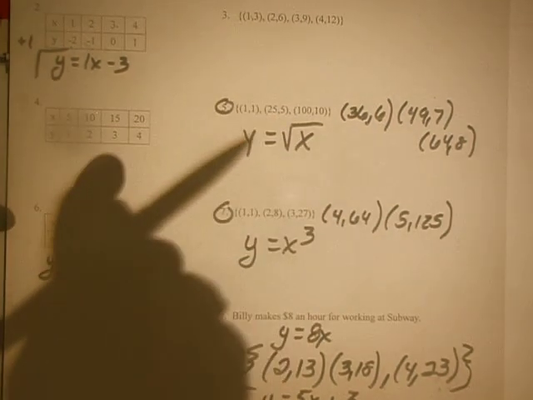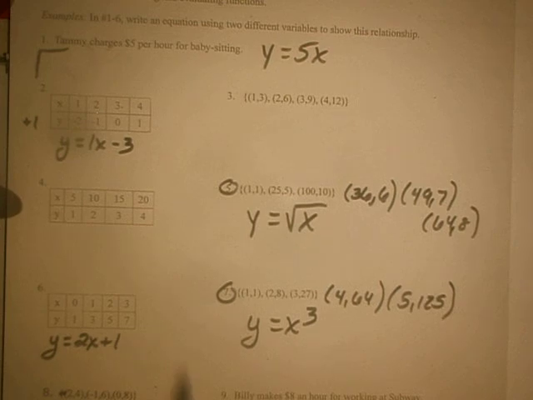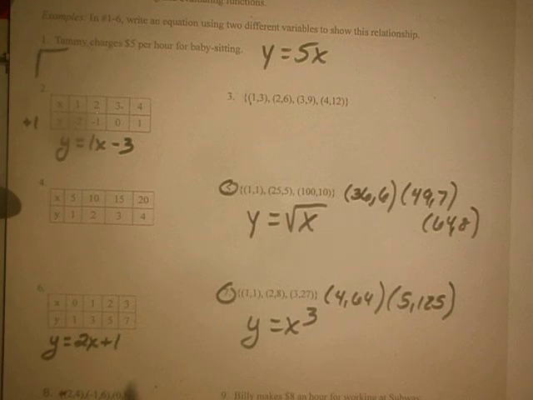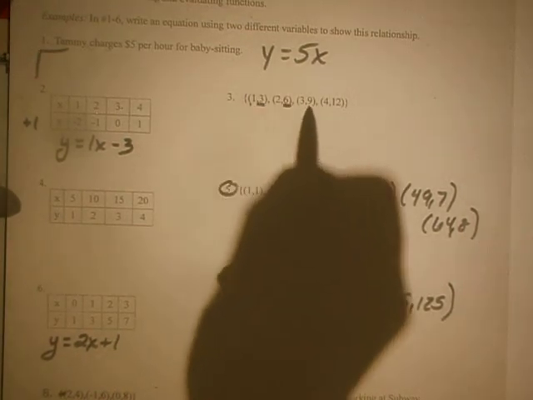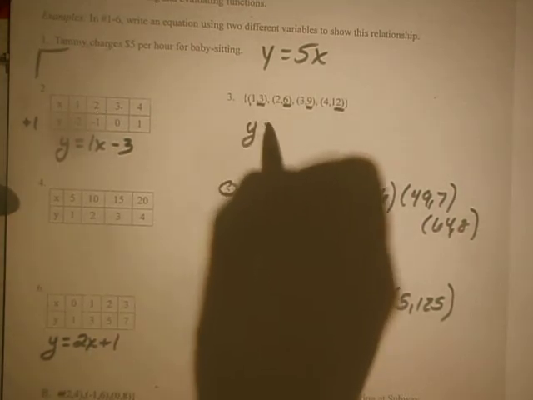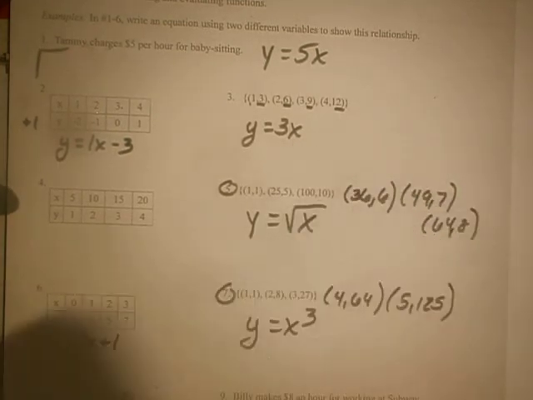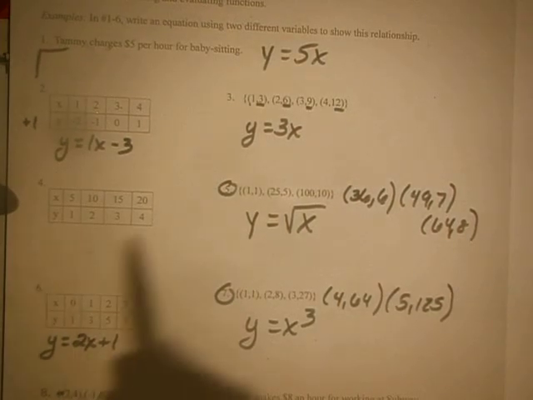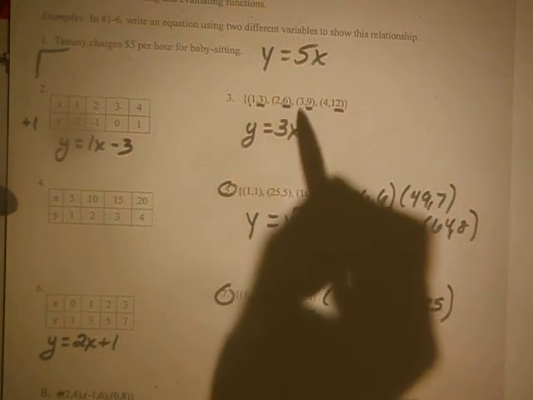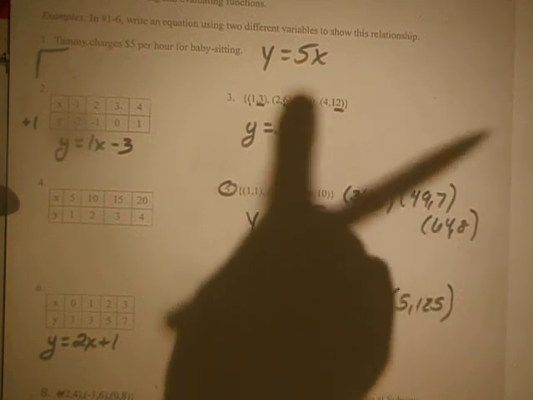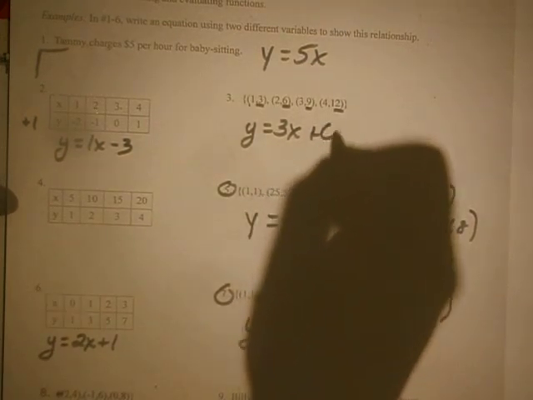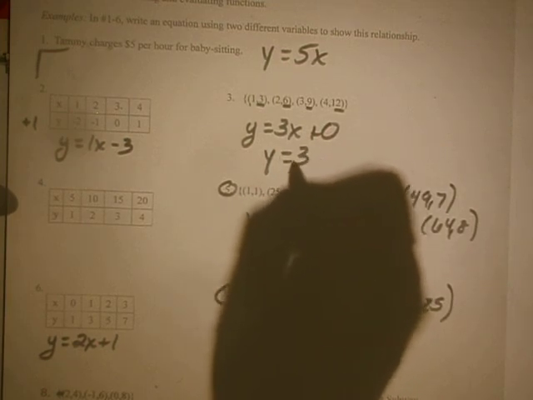And then these last two examples, number 3, we have 1, 3, 2, 6, 3, 9, 4, 12. Looking at your x's, those are increasing by 3 each time. So it's going to be y equals 3x. And then when you put one of those numbers in, you put 2 in here, you get 6 back. If you put 3 in here, you get 9. So this already is in the form. You don't have to add 0. It's just y equals 3x.